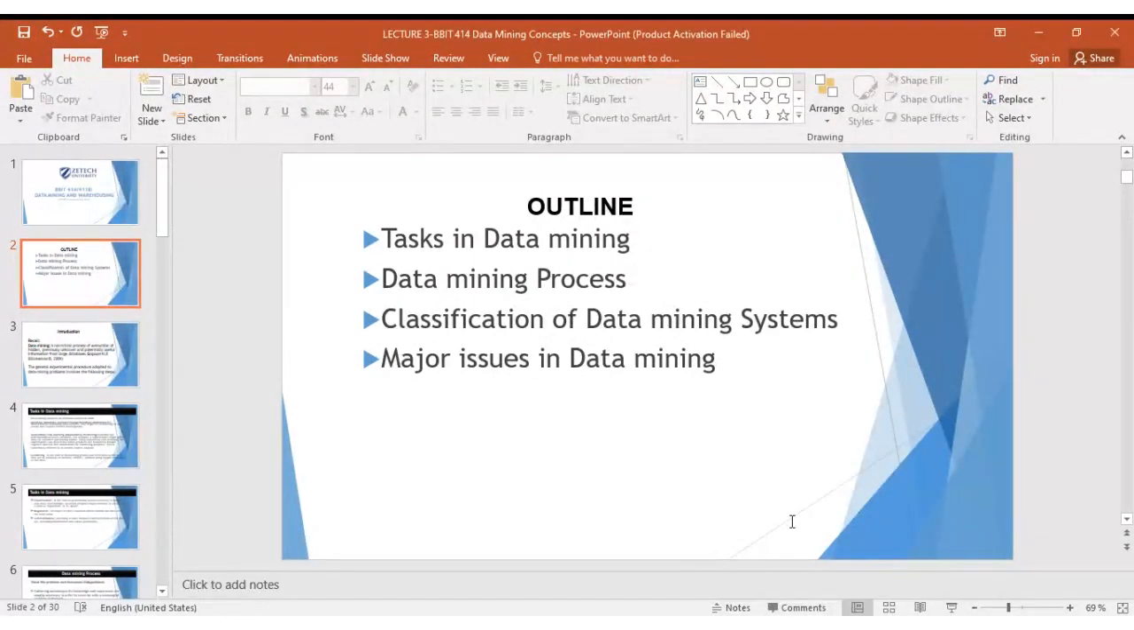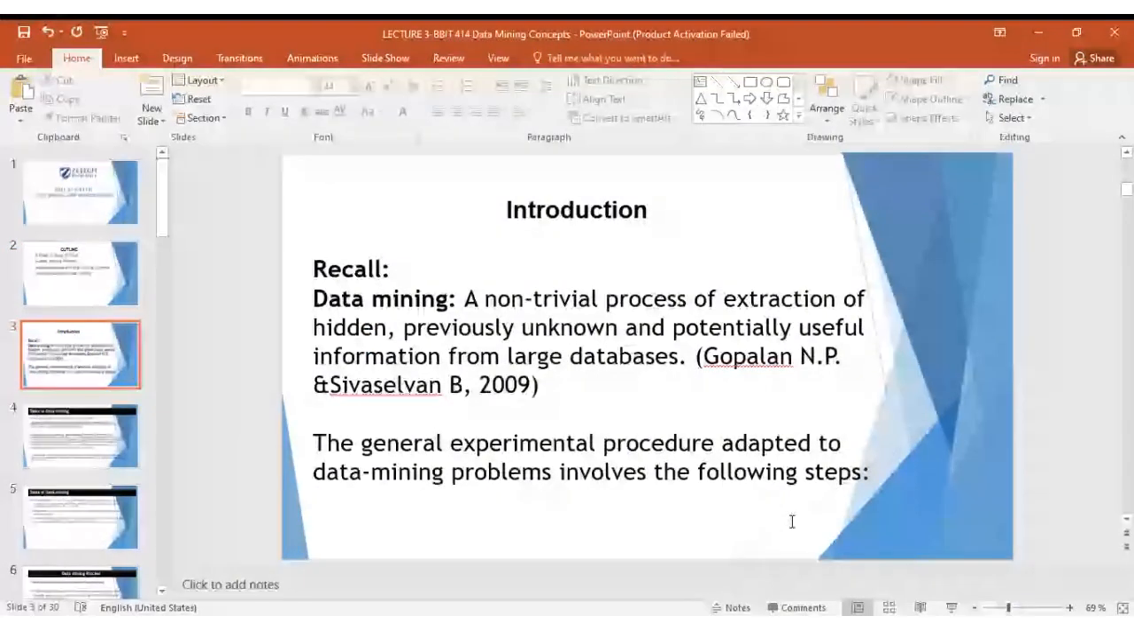Okay, so now let me recall what we said. Remember, we say that data mining is a non-trivial process of extraction of hidden and previously unknown and potentially useful information from large databases. That's something that we were defining last week. And this is a definition that was coming from Gopalan, a book that I said I have used before. So remember, what we are saying is one non-trivial process of extraction of hidden and previously unknown and potentially useful information.